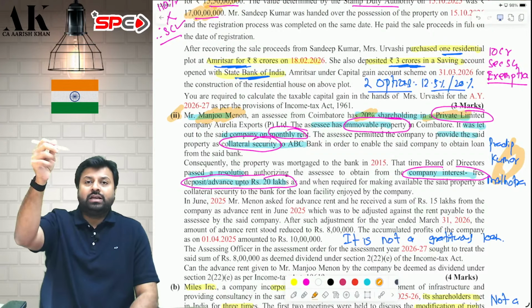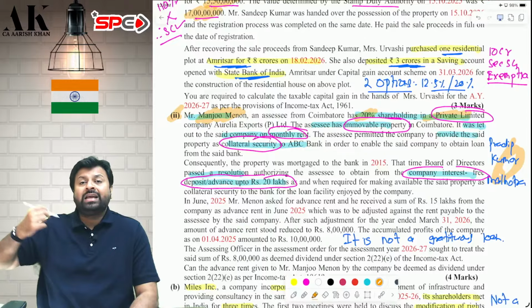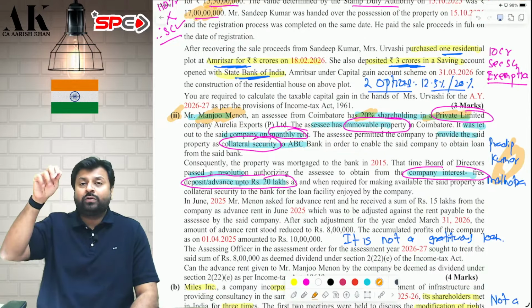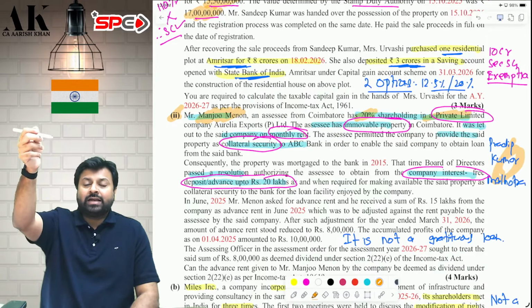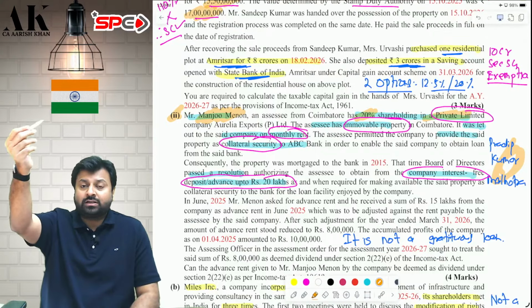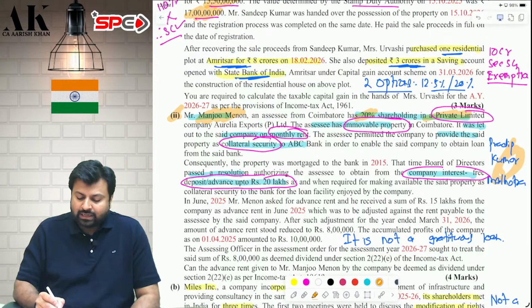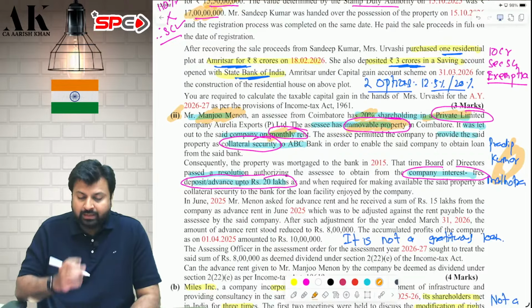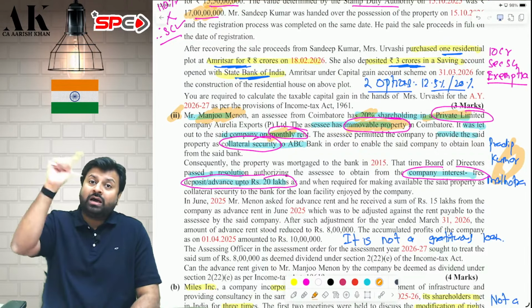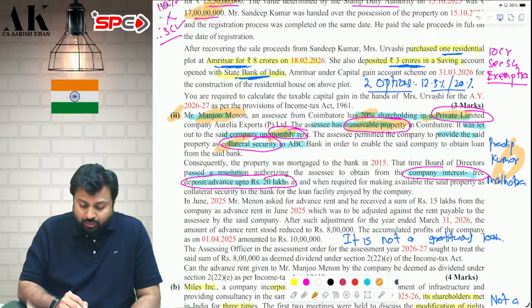Now, if that closely held company gives a loan to Manju Menon, that will amount to deemed dividend under 2(22)(e), because Manju Menon has shares of voting power of how much? 20% or more. Now, Manju Menon has done what? Manju Menon has given his immovable property on rent to the company. In return, Manju Menon has also allowed the company to do what? To provide that property on collateral to the bank and take loan.